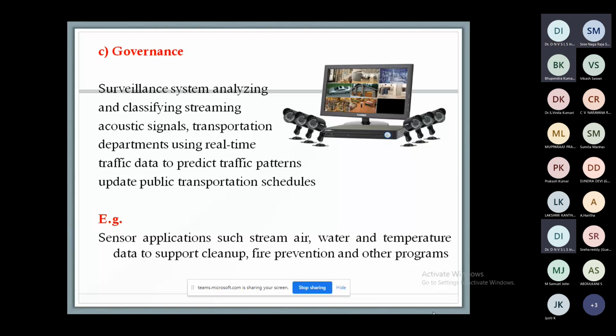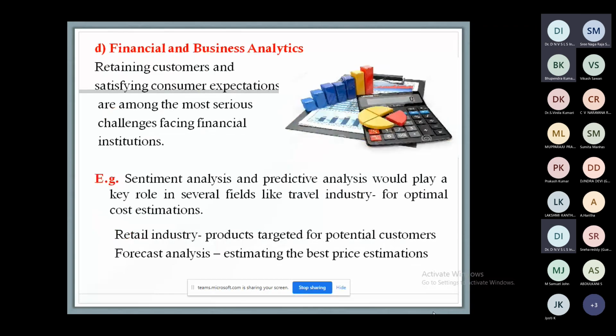So we are maintaining webcams in the cities, and if any theft or any abnormal situation occurs in the city, they can use all these videos to analyze and to classify the streaming data, acoustic signals, and transportation departments. All these departments will use the surveillance system input, right? And financial and business analytics, everyone knows that. Today's stock market, tomorrow's stock market, and the commodity markets, everything depends upon big data analytics only.